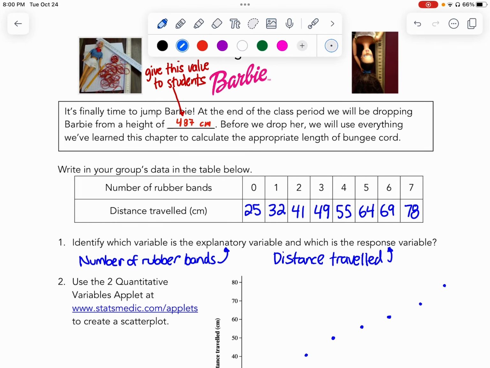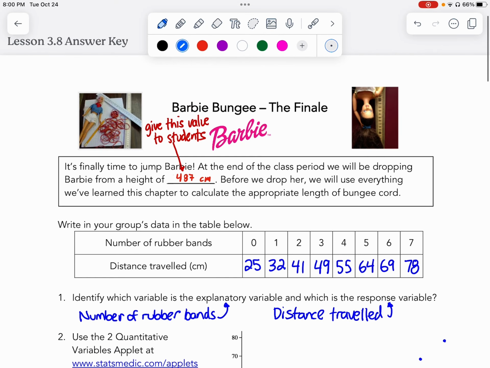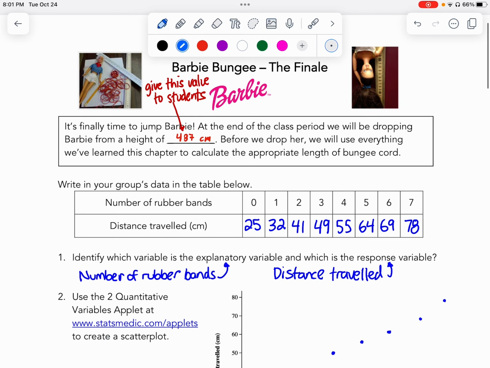This is it, everybody. This is the Barbie Bungie finale. At the end of this lesson, you get to attach a bunch of rubber bands to Barbie and drop her down the end stairwell and see if she survives. Are you ready? It's going to be great.